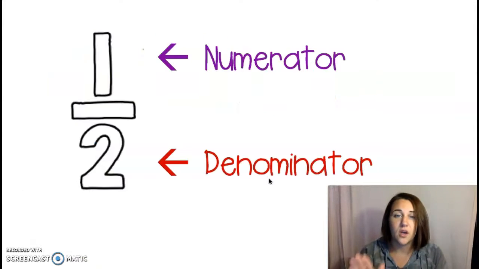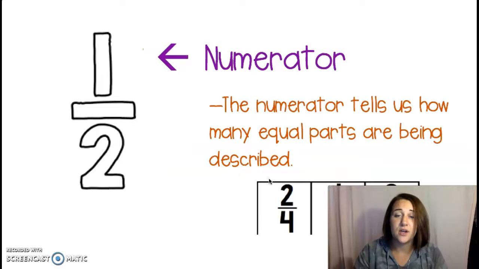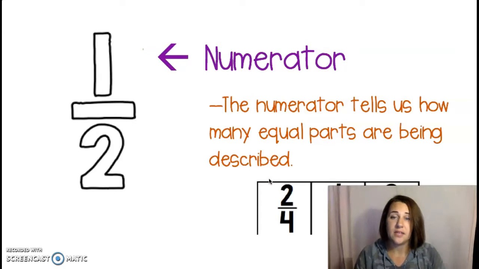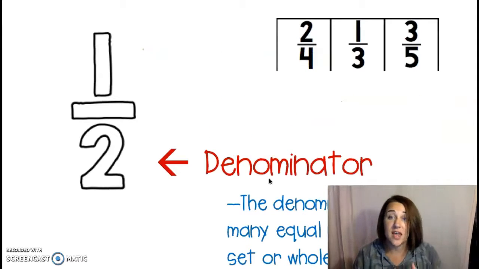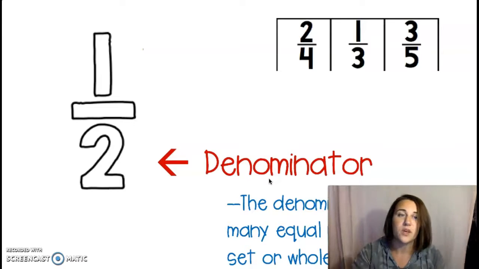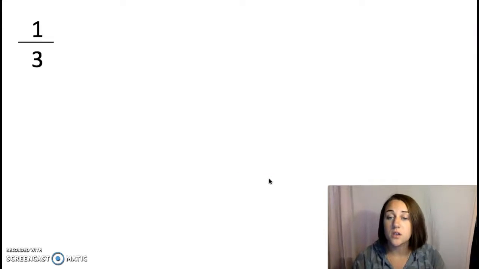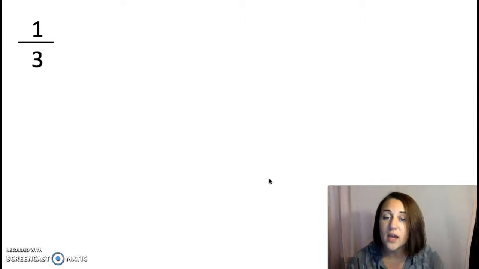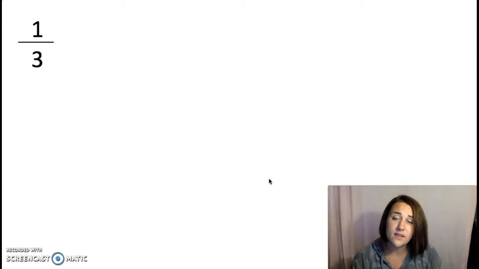So, review. We have our numerator on top, our denominator down below, right? Again, the numerator tells us how many equal parts are being described, how many parts of the whole. And the denominator is telling us how many in the whole altogether, how many equal parts are there? All right, so now we have a fraction here. 1 over 3, 1 out of 3, 1/3, however you want to say it. We have a fraction though, and I want to make an equivalent fraction.